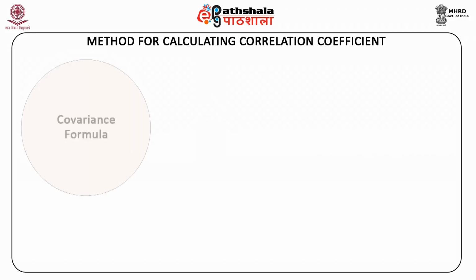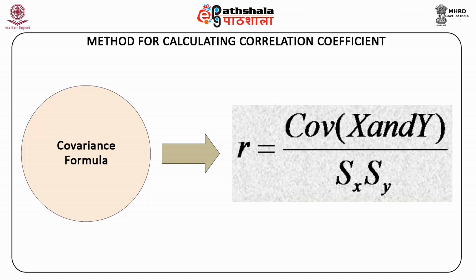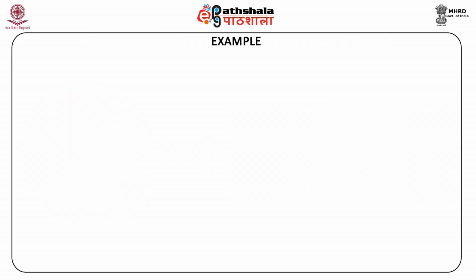Lastly, we present the covariance formula, which is yet another approach. It is defined as the ratio of covariance between x and y to the product of the standard deviation of x and y. r equals covariance of x and y upon s of x, s of y, where r is often denoted as r subscript xy to emphasize the two variables under consideration. This explains the methodology to calculate the Pearson's correlation coefficient. We can illustrate this by a numerical example.